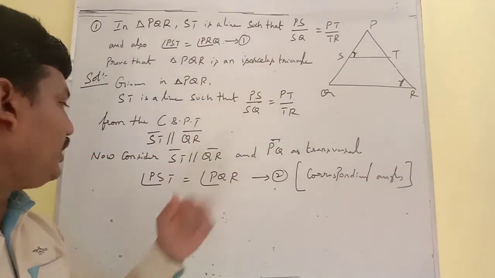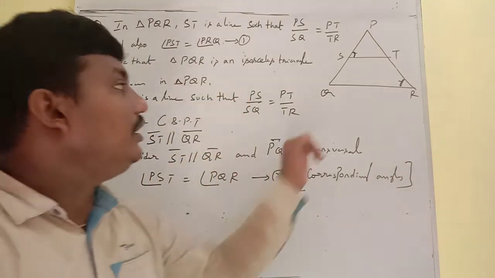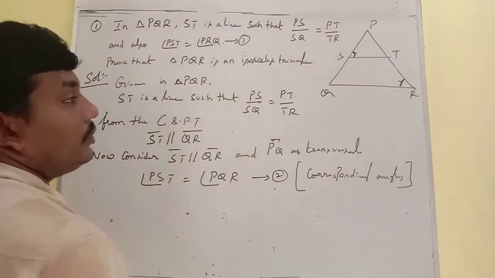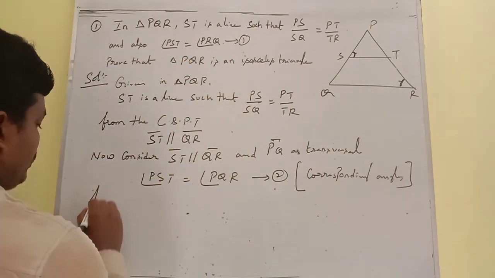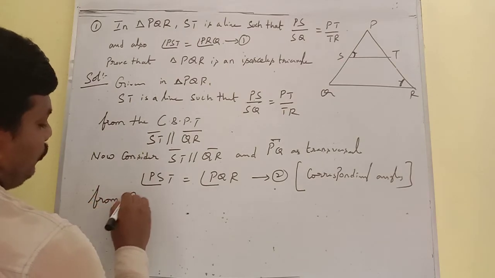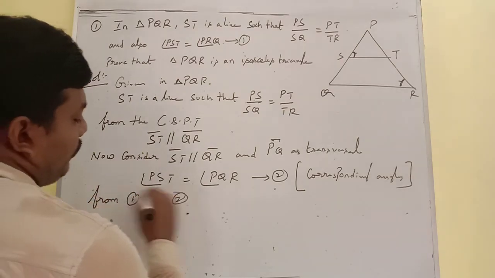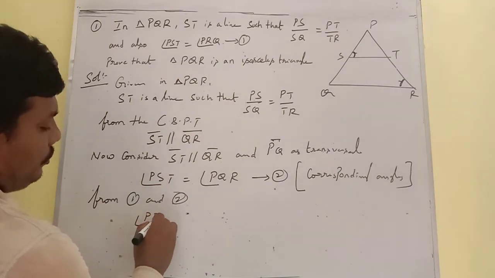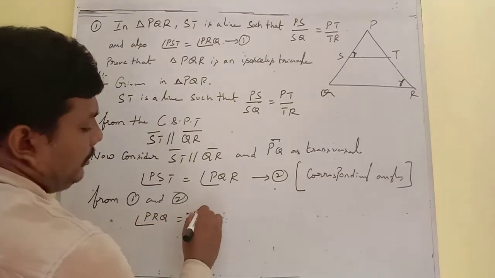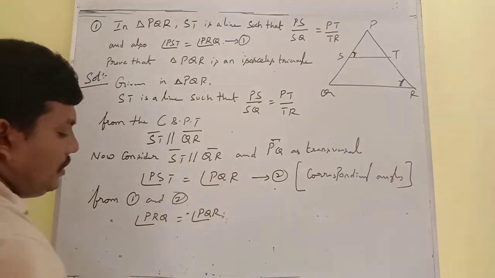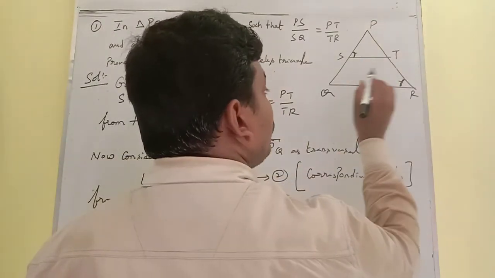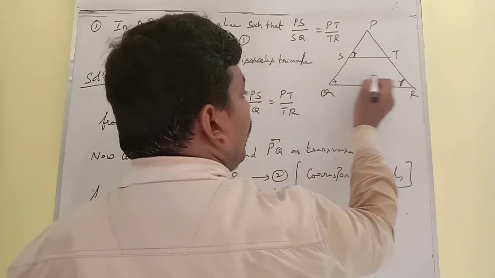When it is corresponding angles, angle PST is equal to angle PQR. But in the other case, angle PST is equal to angle PRQ. That is the first equation. From equations 1 and 2, in place of PST we are going to write PRQ. That is equal to angle PQR. So angle PRQ is equal to angle PQR.